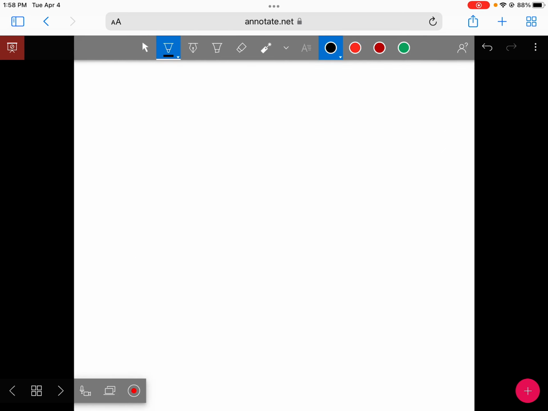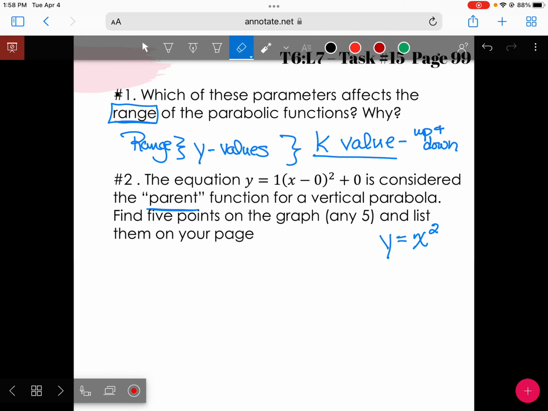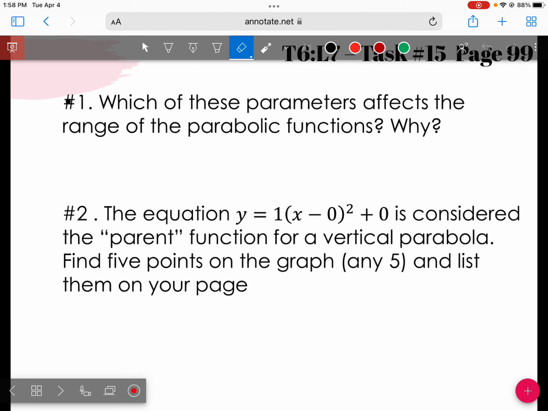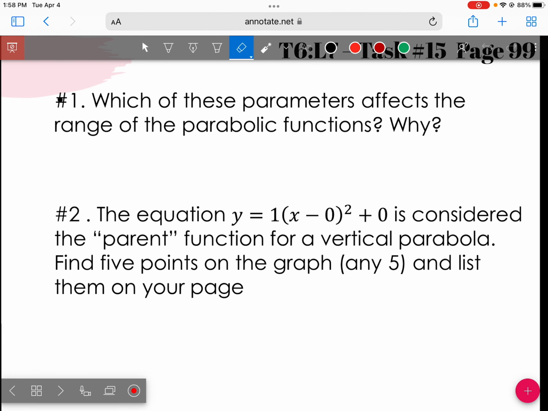Okay. All right, let's go and let's talk about the second, or the two questions below that. It says, which of these parameters that we just talked about, A, H, and K, which of those parameters affects the range? Range. You're like, range? We haven't heard that word for a while. Does anybody recall what the range is? We talked about the domain and the range.